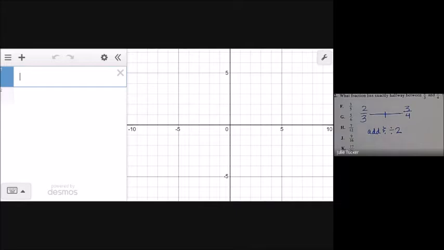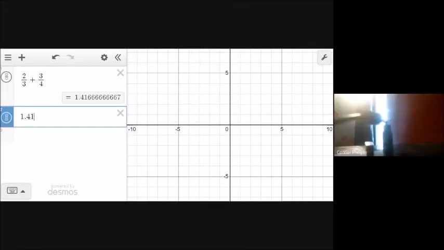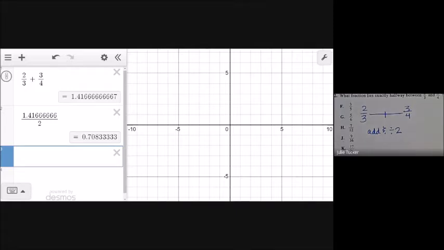So we have to do 2/3 plus 3/4 divided by 2. Okay, so they say 0.70, blah, blah, blah. I don't know how to make it back to a fraction is going to be the problem.